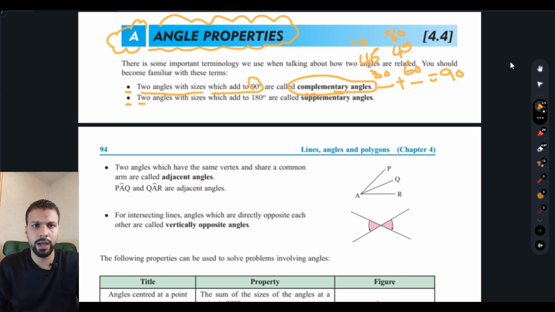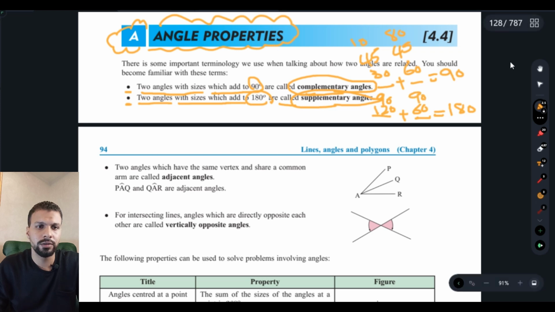Next point, two angles with sizes which added to 180 are called supplementary angles. Supplementary angles mean the sum of two angles is equal to 180. So for example, 120 plus 60, 90 plus 90.